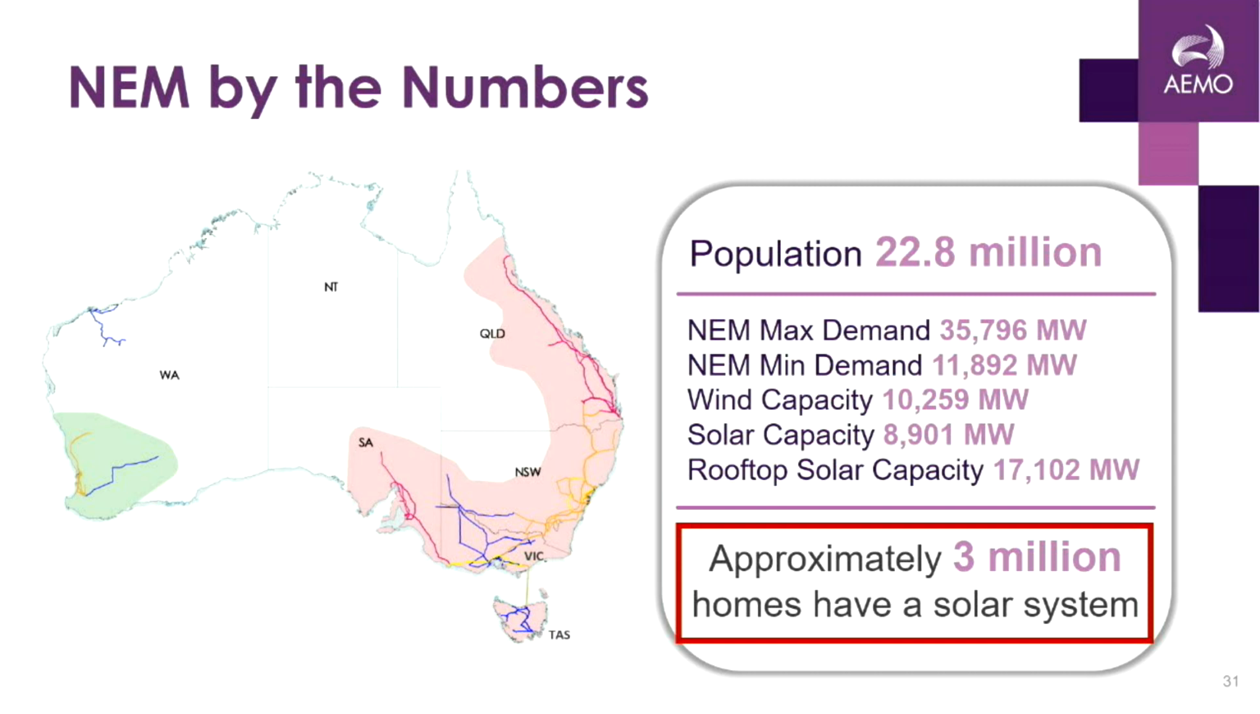So we've got the eastern states in pink. And an interesting fact to note there is that the installed utility scale solar is now at nearly 9 gigawatts, whereas the rooftop solar on families' homes is at nearly 17 gigawatts, which is nearly double that. And approximately 3 million homes in Australia now have rooftop PV systems installed, which is some of the highest in the world.